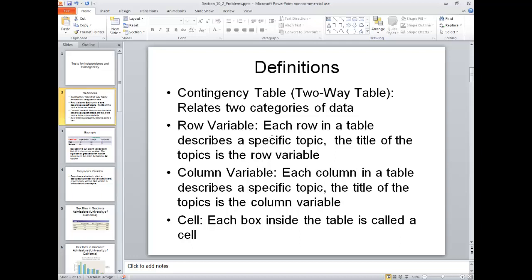Row variable: each row in a table describes a specific topic. The title of the topics is a row variable. Column variable: each column in a table describes a specific topic. The title of the topic is the column variable. And then a cell: each box inside a table is called a cell.